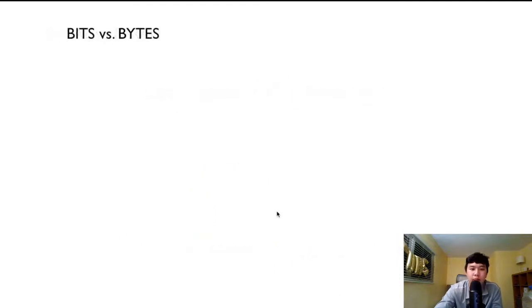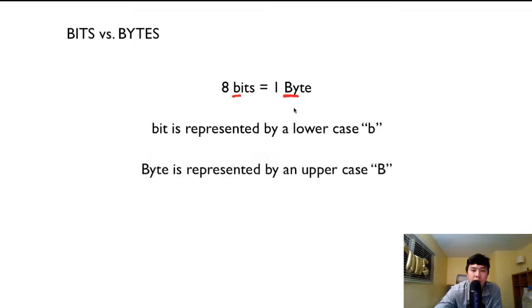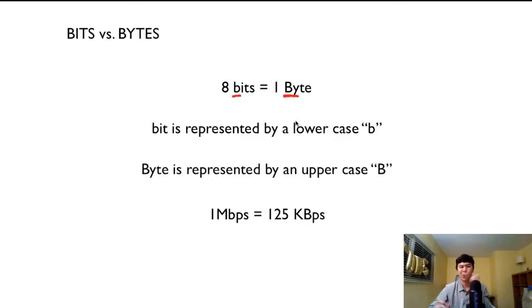And that is the difference between bits and bytes. This is probably something you've seen, but you're not even aware of. There are 8 bits in 1 byte. And you'll notice here that bits are represented by a lowercase b, whereas bytes are represented by an uppercase B. So 1 megabit per second is equivalent to 125 kilobytes per second.